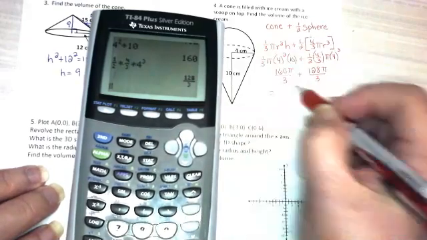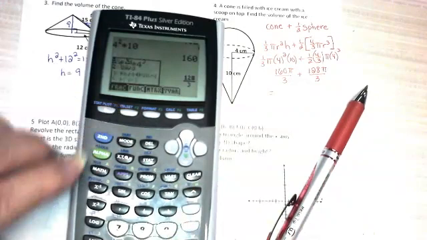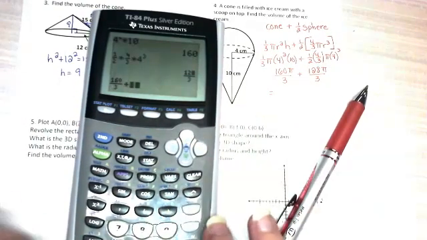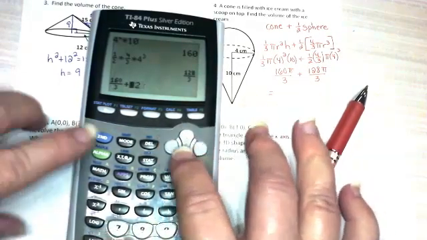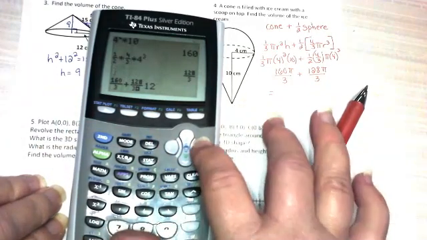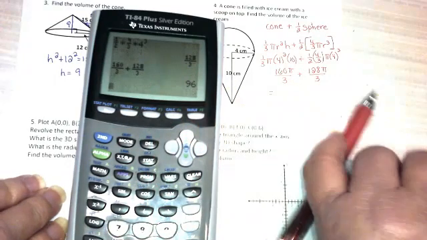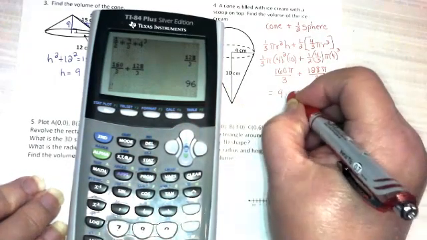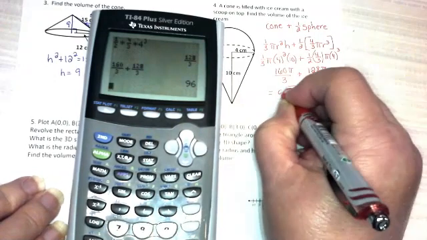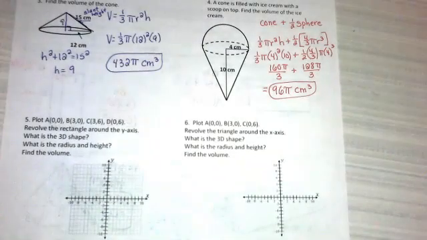They do have a common denominator. Let's put them back in as fractions. 160 over 3 plus 128 over 3. Let's see. Oh, 96 pi. And that would be cubic centimeters. That would be how much ice cream. That's a big ice cream cone.